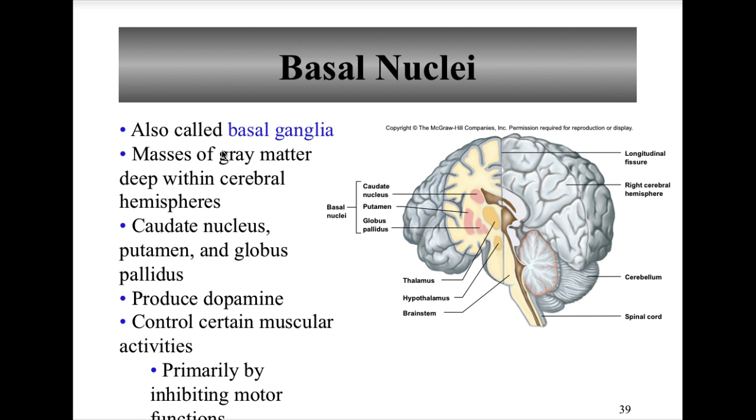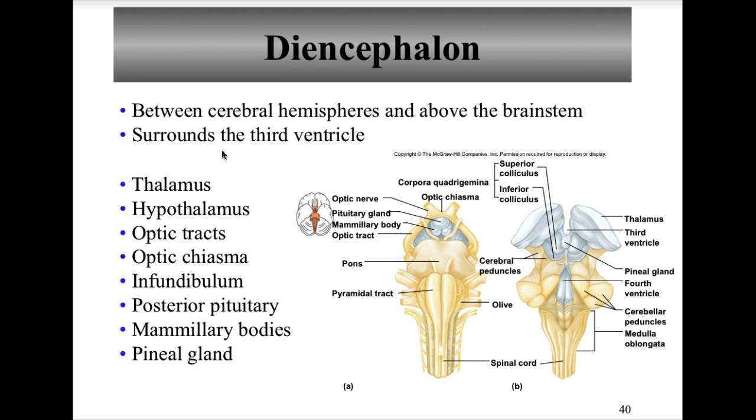Here is where we get the release of dopamine, which inhibits excess movements. We can see a relationship between the basal nuclei and Parkinson's disease. So it's primarily inhibited motor functions.